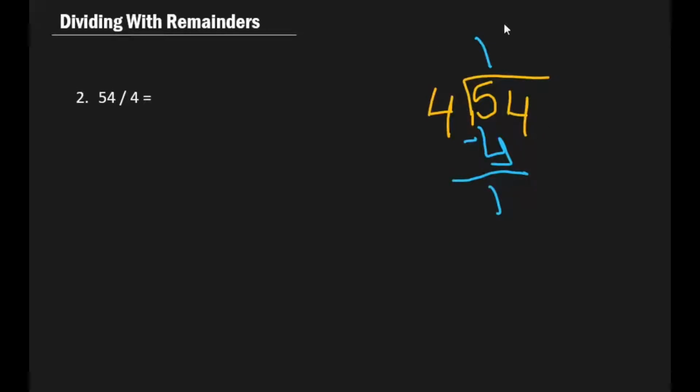Now we want to bring down the 4. And now we have 14. How many times can 4 go into 14? Well, 4 can go into 14 3 times. So we write a 3 up here. 4 times 3 is 12. So we subtract 12 from 14. 14 minus 12 is 2.